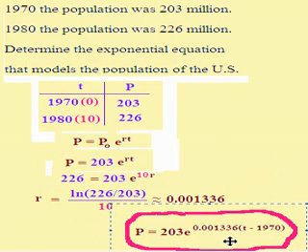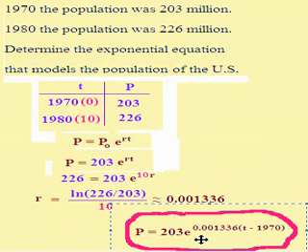First I want to show you where we put that. We put the r value here. Notice how I put t minus 1970 in parentheses. When I put 1970 in, that's going to be my initial population. So 1970 minus 1970 is 0, and so e to the 0 is 1, and we get 203. You should also see that when we put 1980 in, we get very close to 226, and that's what we're going to use.